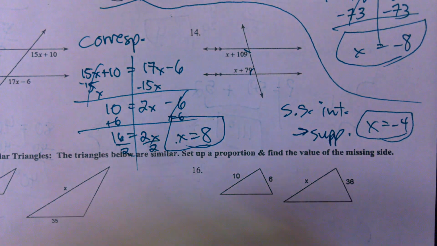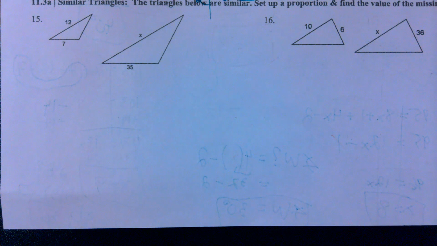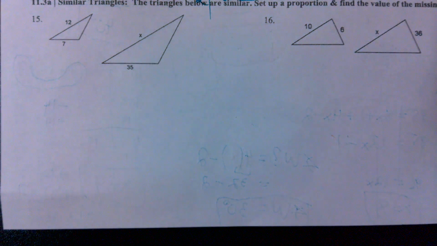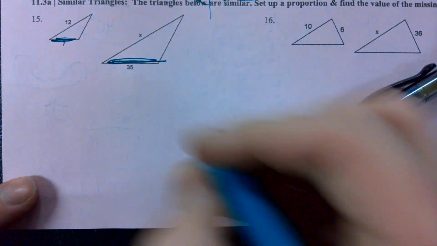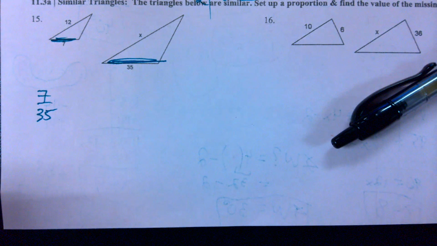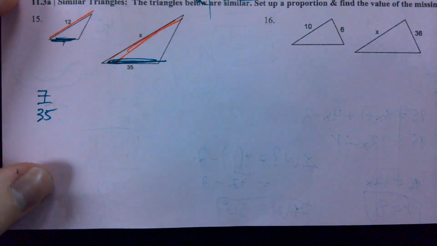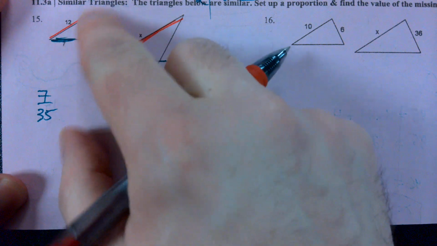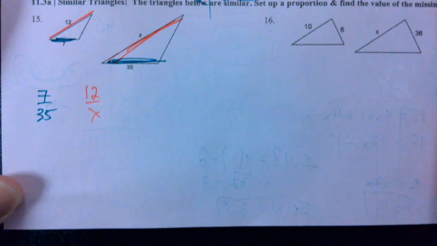All right, number 15. Let's end it off with similar triangles. So these pairs of triangles are all similar. We've got to set up a proportion and solve. So I'm going to do my color coordination here. My bottom side is 7 and 35. So let's just do 7 over 35. And my hypotenuse-ish, technically not a hypotenuse because it's not a right angle, but whatever, the longest side that we have is 12 and x, so we'll do 12 over x.